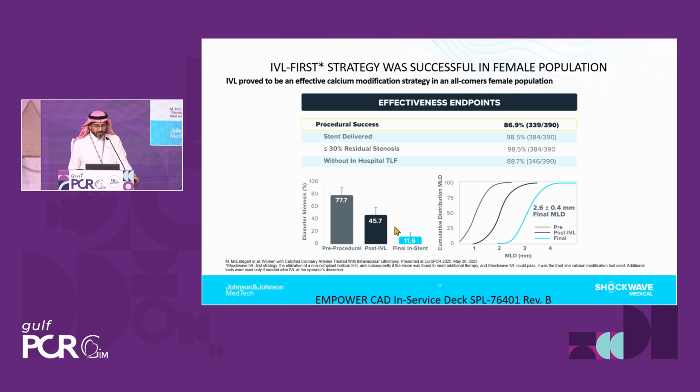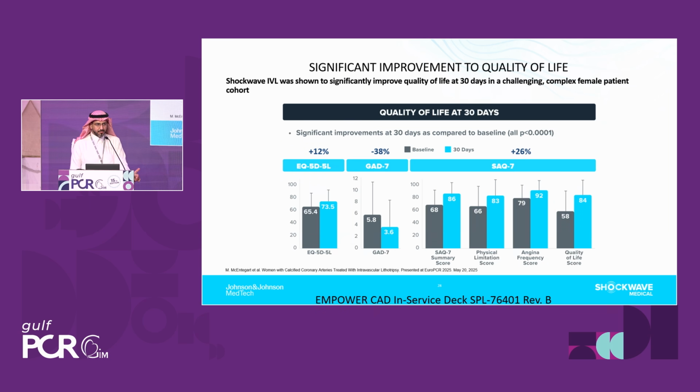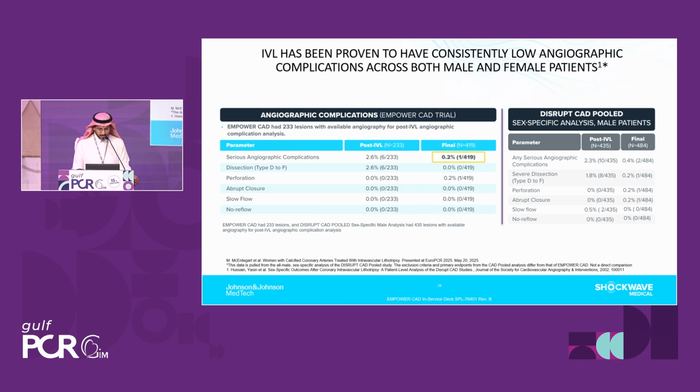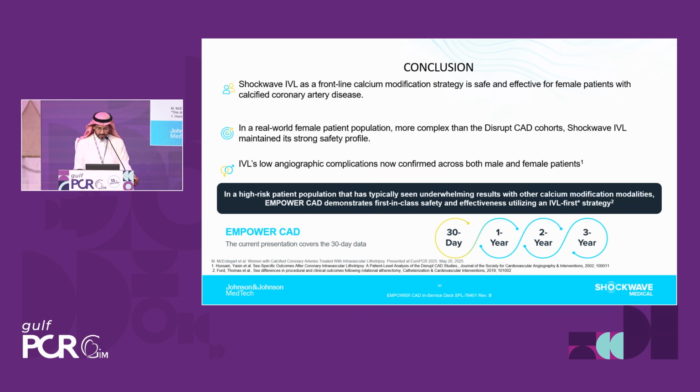So IVL proved to be effective as a calcium modification strategy in an all-comers female population. You can see that the procedure was successful in 87% of the cases. And by survey, the quality of life at 30 days favors the IVL-first strategy. And the complication rate is somewhat the same on both sides. However, it's favorable to the IVL first.